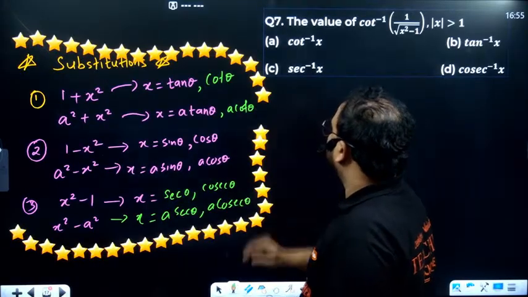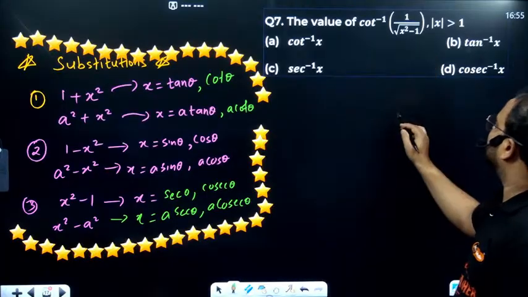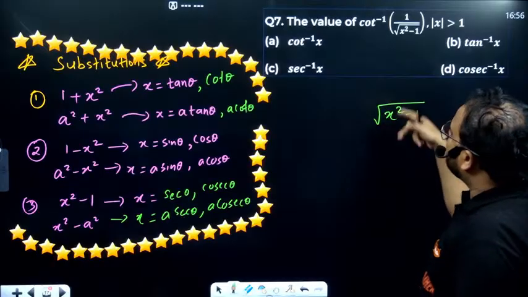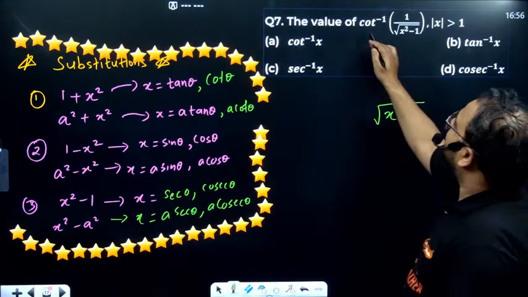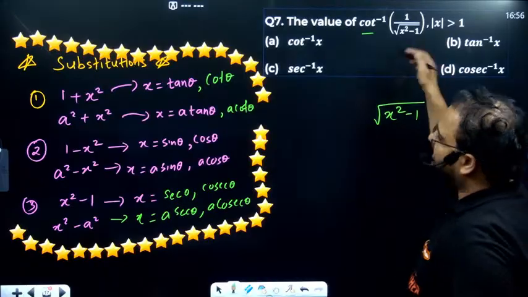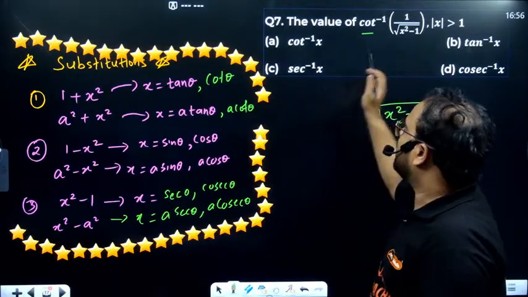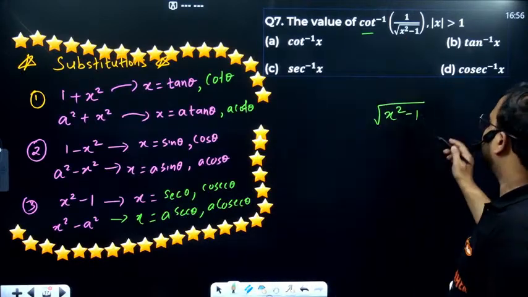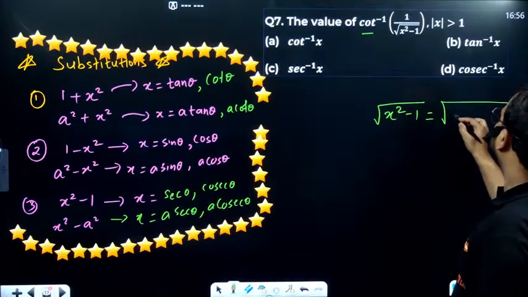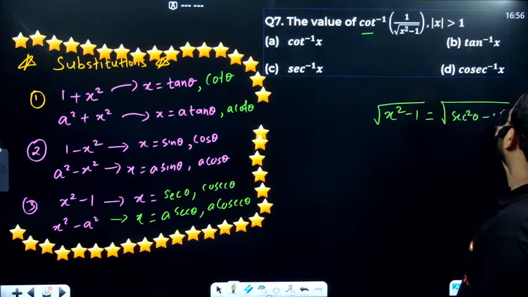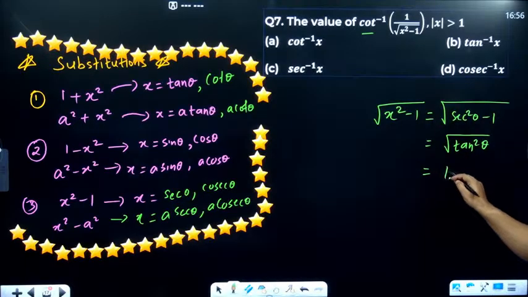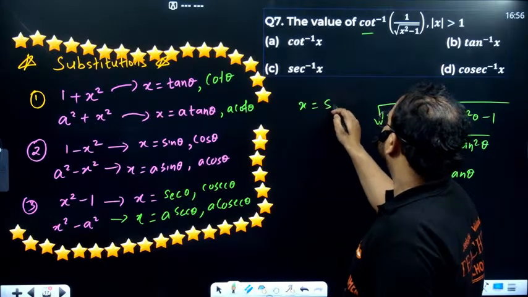This is the cot theta. Okay. So now in this question we'll have x square minus 1. So I'll take x square minus 1, which is in the root. Of course, I can take cosec or sec, but outside we have cot. So I need to produce tan in the denominator, right? Because if I take cosec, I'll get cot in the denominator. So I have to take sec square theta minus 1, that becomes root of tan square theta, that becomes tan theta. What I've done, I've taken x as sec theta.